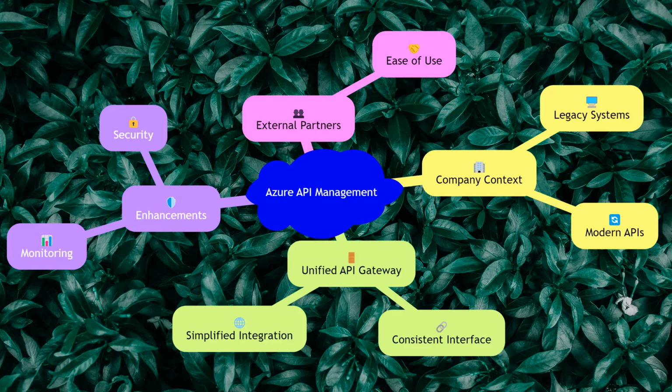Consider a company that has multiple legacy systems and wants to expose their functionality through modern APIs. By using Azure API Management, they can create a unified API gateway that provides a consistent interface to these systems. This not only simplifies integration for external partners, but also enhances security and monitoring capabilities.